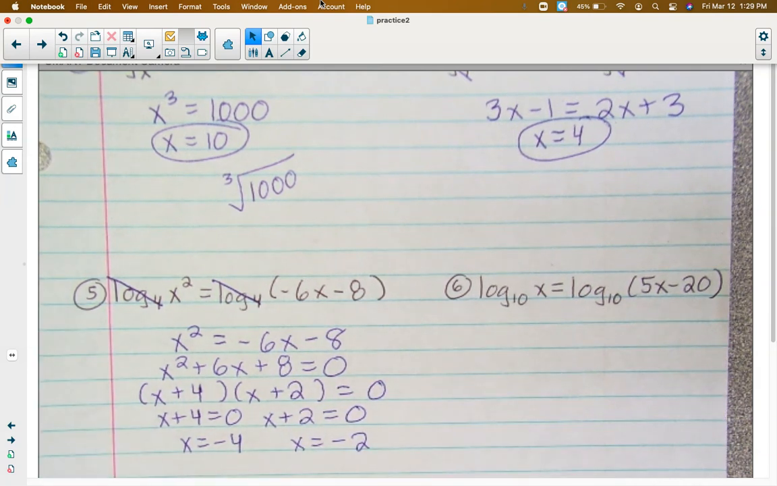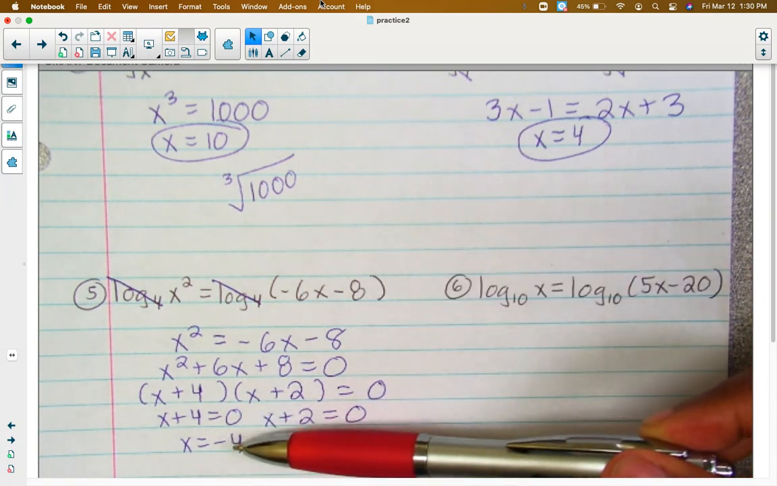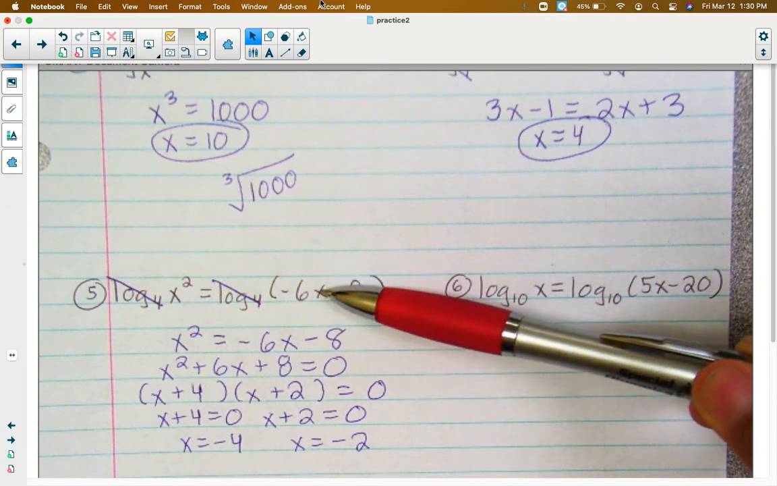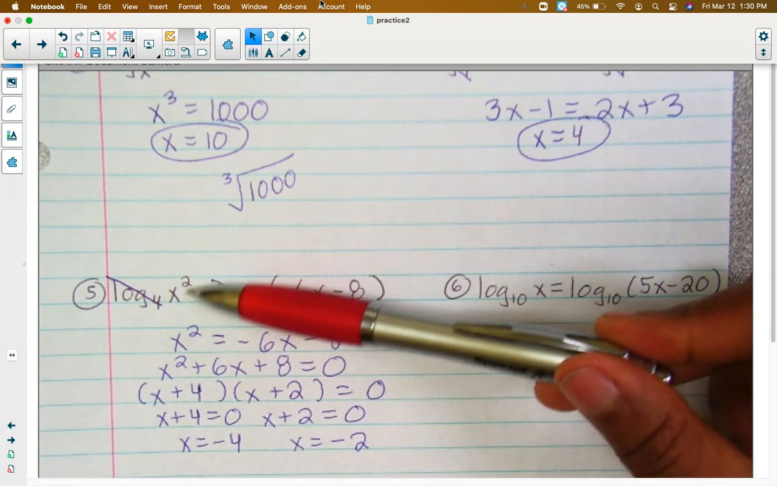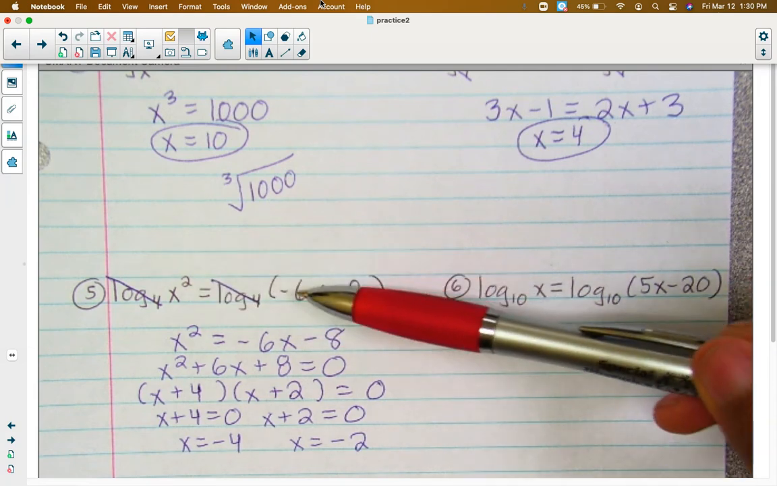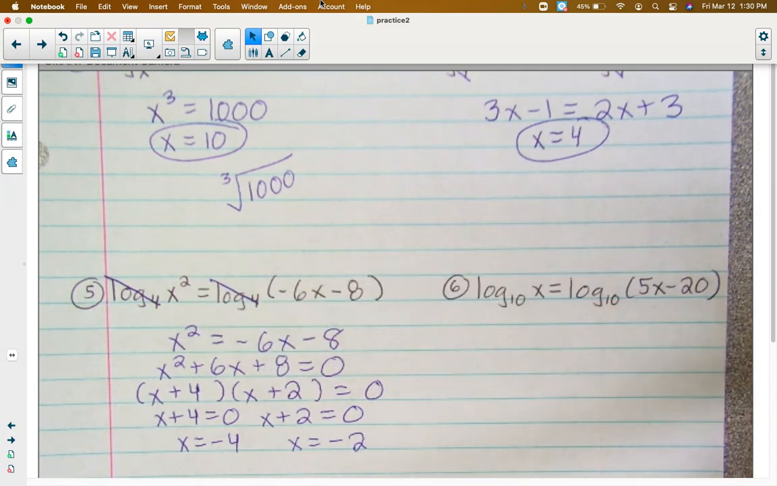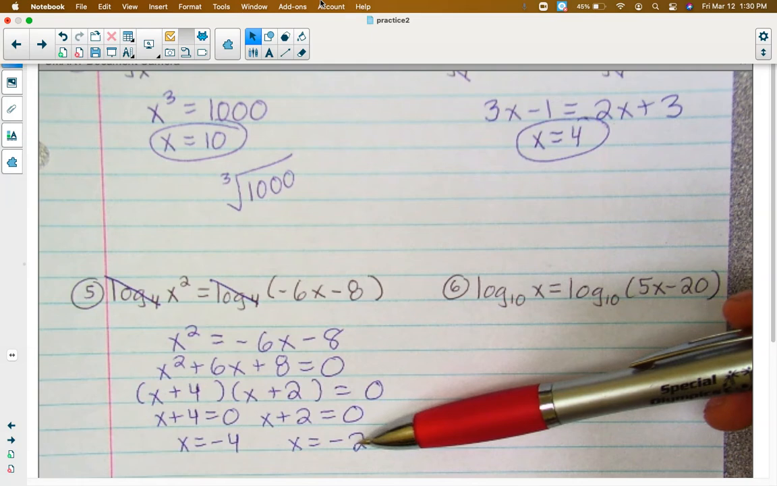You definitely want to check your answers, just like a little earlier when we talked about radical equations, how you want to check for extraneous solutions. You definitely want to check your answers. So you would take negative 4 and substitute it back in and see if you get the same thing. So if I take negative 4 squared, it's going to give me 16. Negative 4 times 6 is 24 minus 8, so I get 16 on both sides. And I would do the same thing over here.